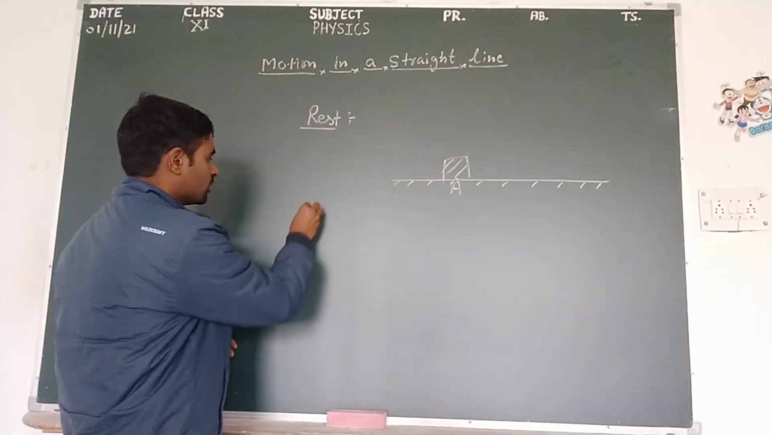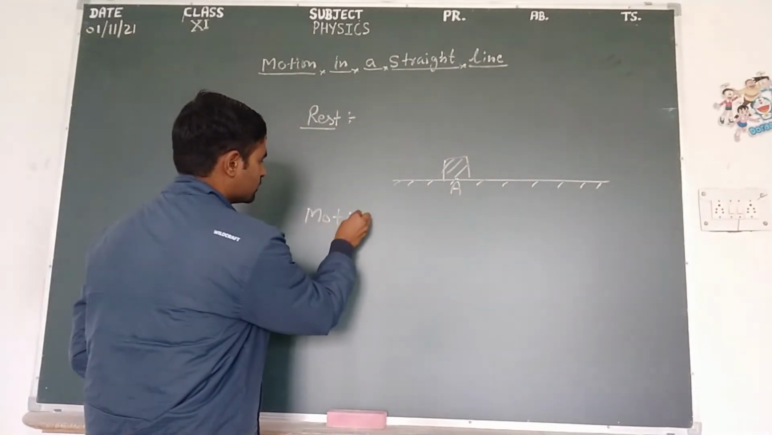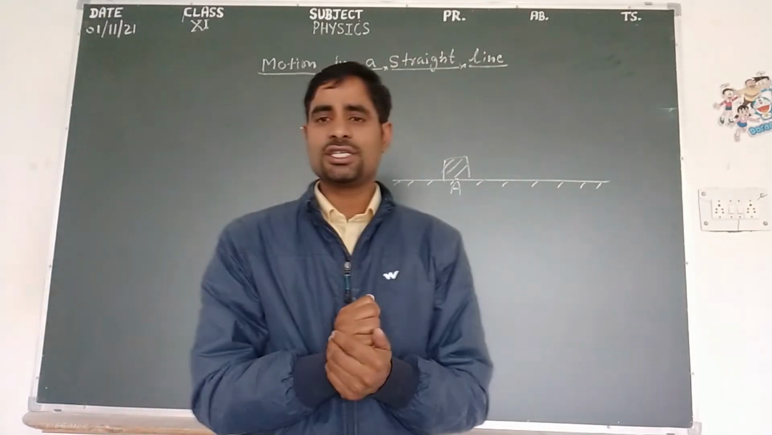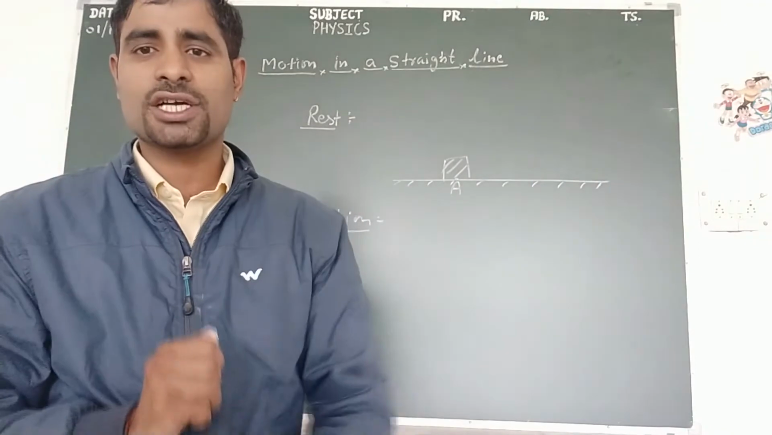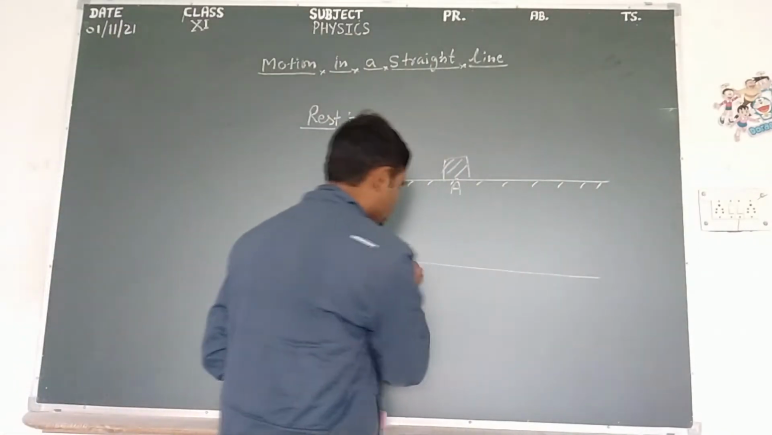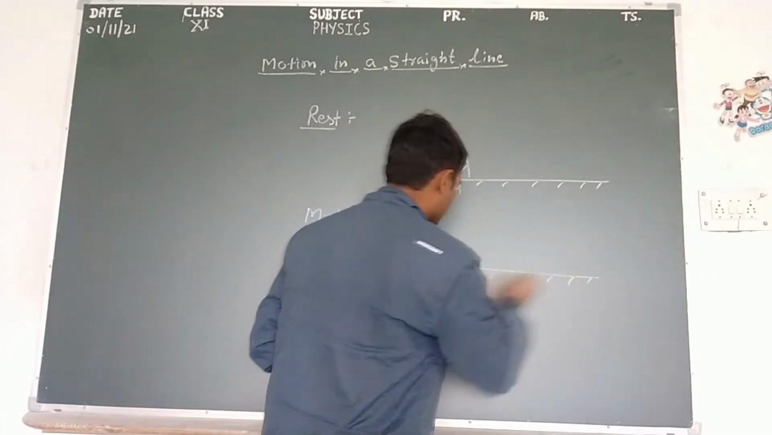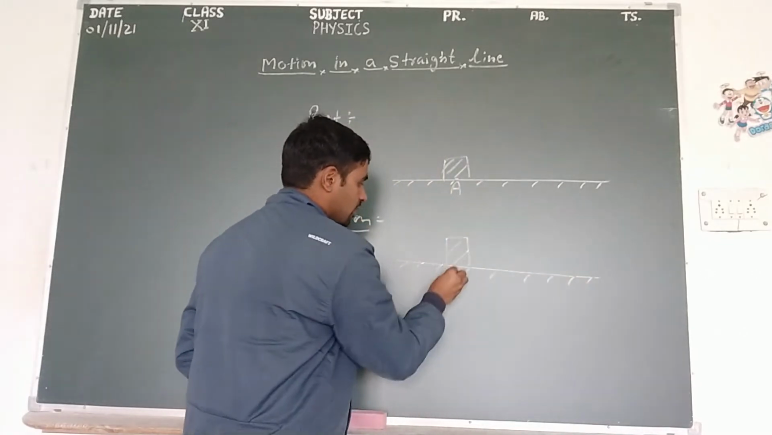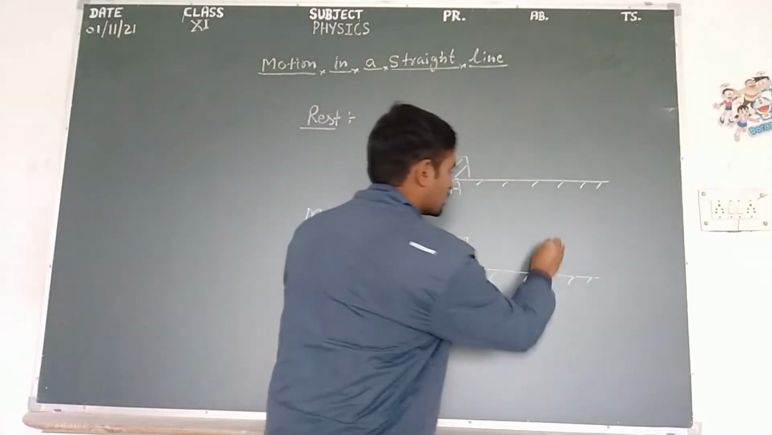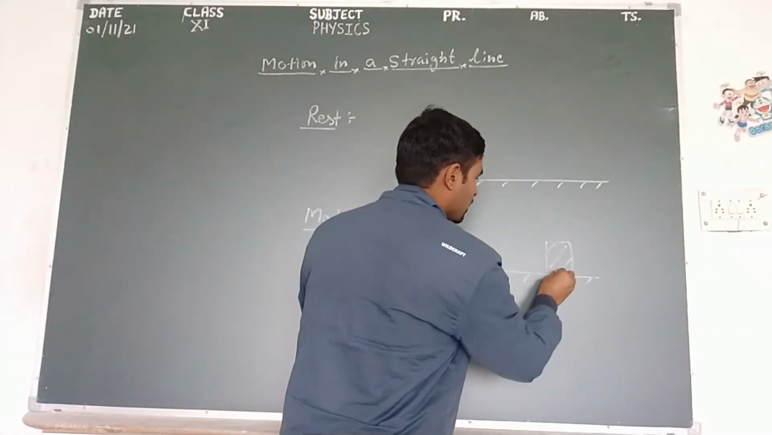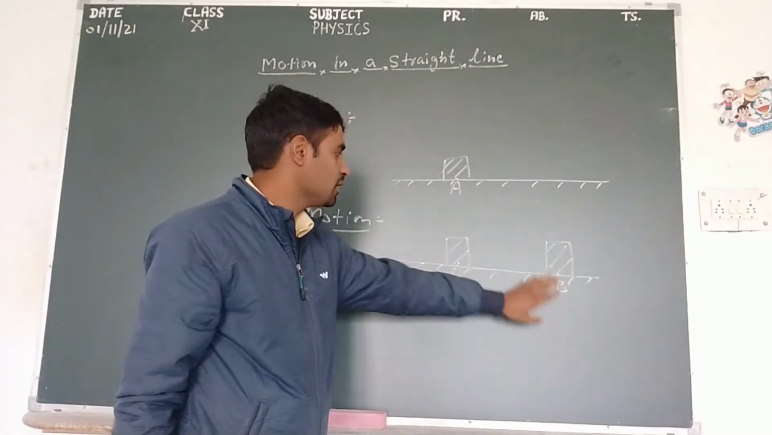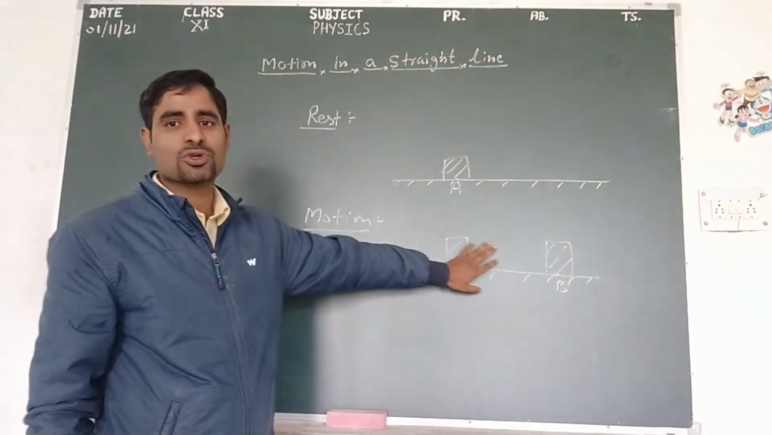And the second is motion. Motion means an object changes its position with respect to other objects and with respect to time. For example, suppose an object is initially at point A and it changes its position from A to B. After some time it reaches point B. So the object has changed its position from A to B. It means the object is in motion.